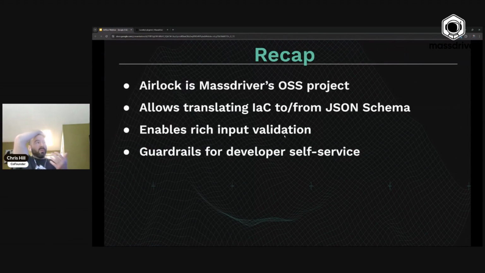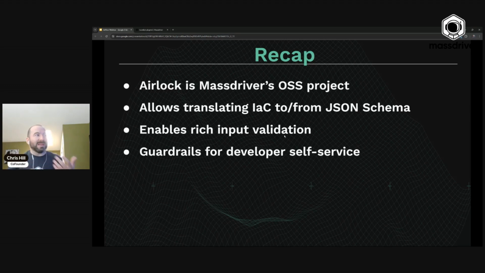So what we went over today is Airlock, which is the open source project that's being released by Massdriver that allows you to translate back and forth between different IACs, specifically right now, Terraform and Helm, to JSON schema, and from JSON schema back into a Helm values.yaml or a Terraform variables declaration. This JSON schema provides rich input validation to make sure that the right values are there and that they don't go outside of the constraints that are fit to your business and your use case.